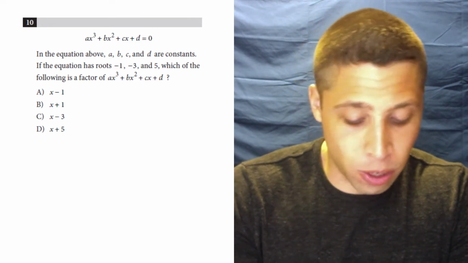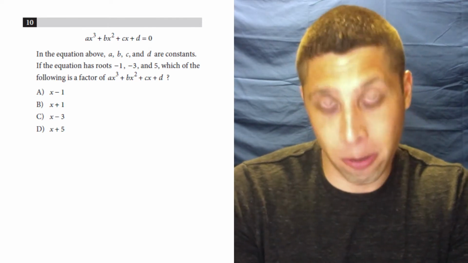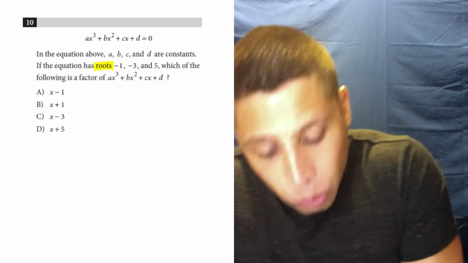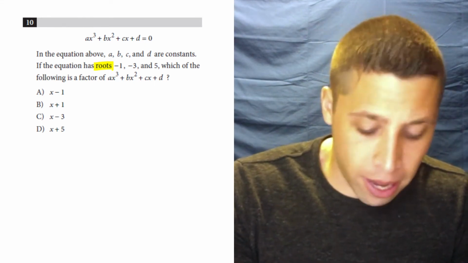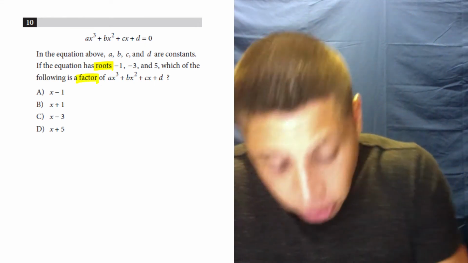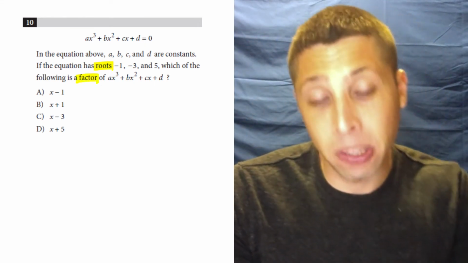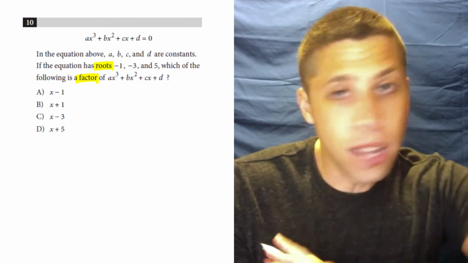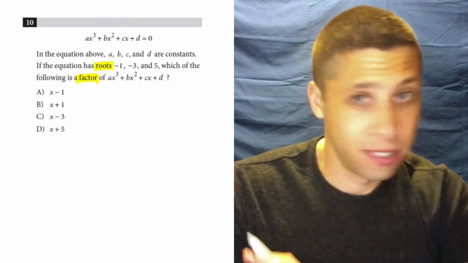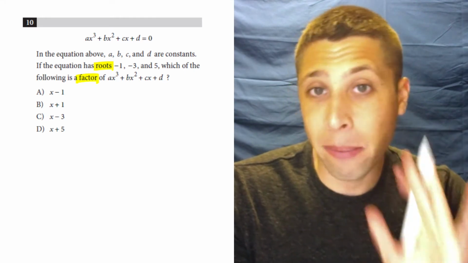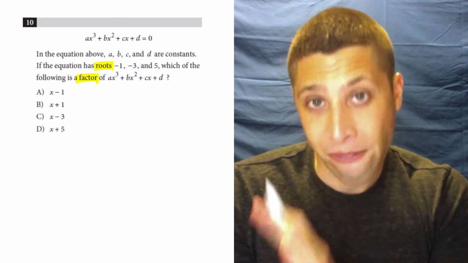Well, it says in the equation above, a, b, c, and d are constants. It just means they're numbers. If the equation has roots -1, -3, and 5, which of the following is a factor of ax cubed plus bx squared plus cx plus d? None of this a, b, c, d stuff matters. Couldn't care less. The pieces that matter are roots and factors.